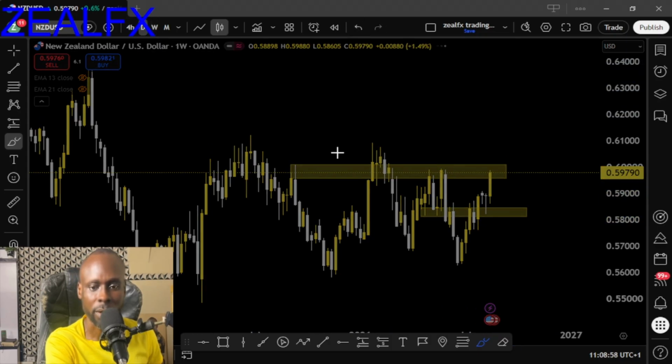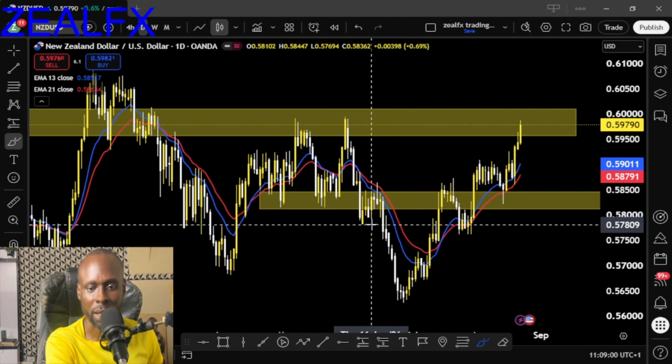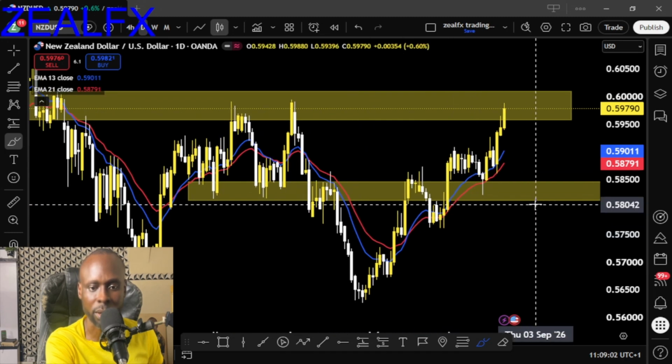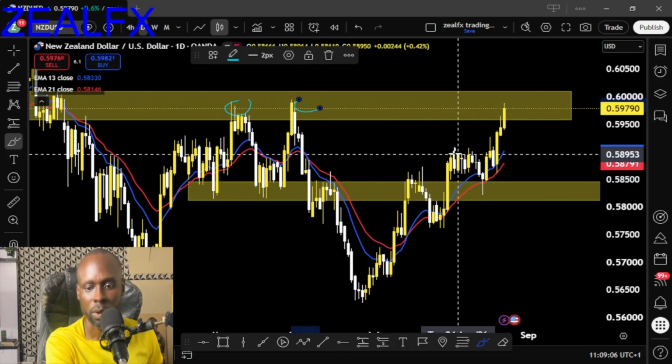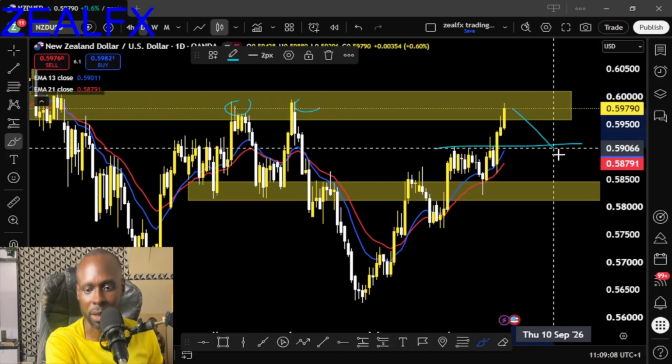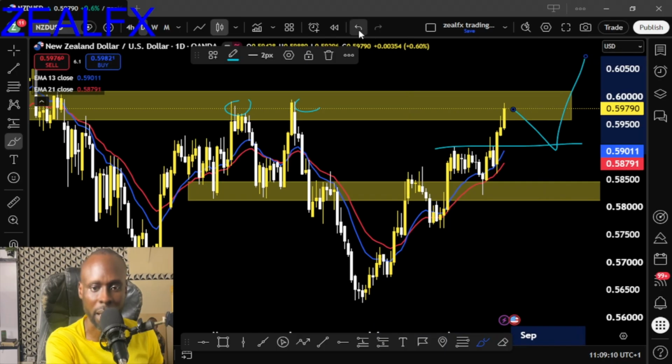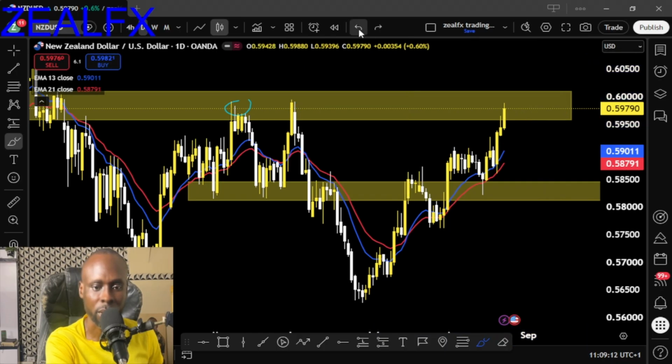Let's go to the daily time frame. On the daily time frame, we can clearly see that we have a strong bullish structure already moving, and we have price on this resistance. So you might see price reacting back to this level, and we'll start looking for more buys. So this is what we're expecting from the New Zealand USD.